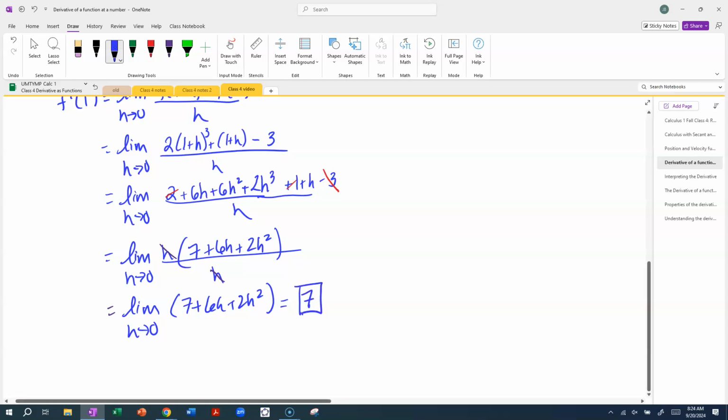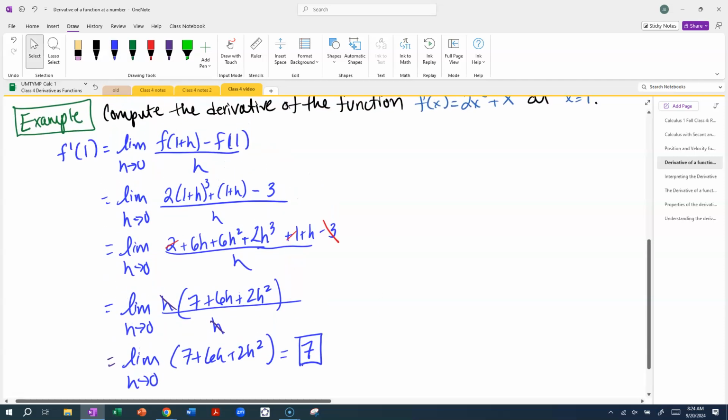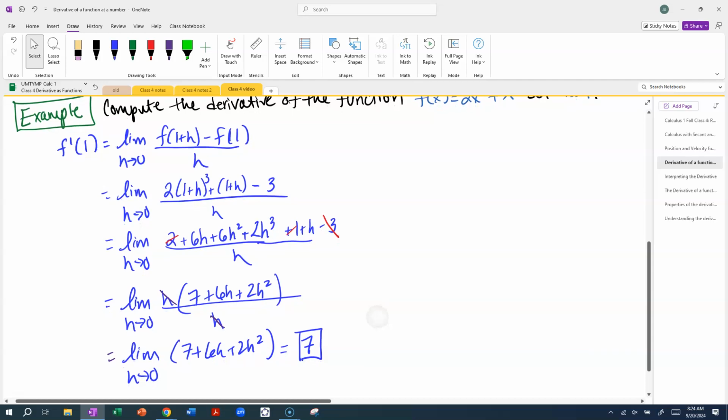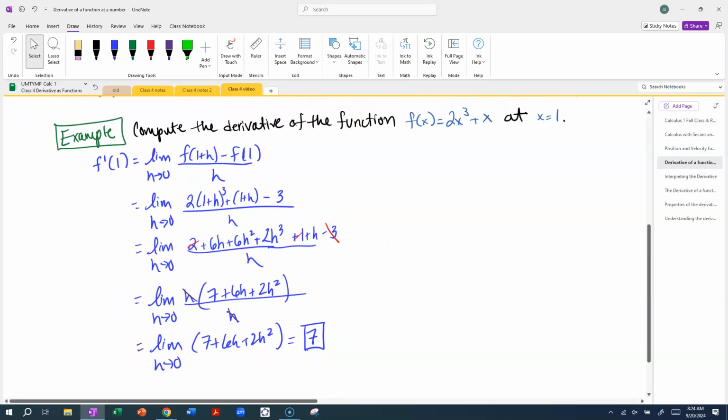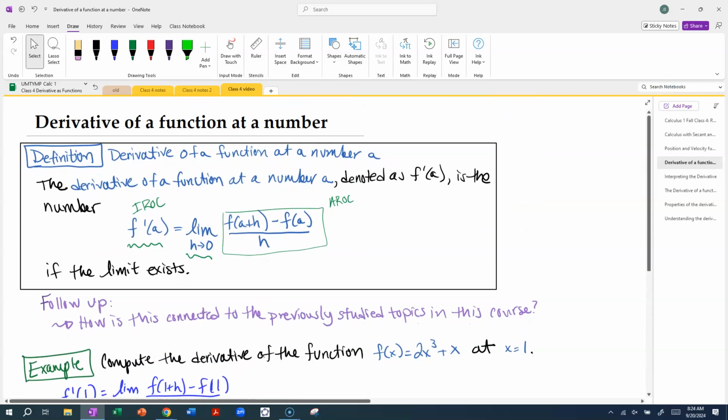Send h to 0. This is a continuous function, so I can just substitute this in, and I will get a whopping 7. What this 7 is telling me is it is the instantaneous rate of change of the function at 1, which is also the slope of the tangent line. So with this, I could perhaps construct a tangent line at 1 for this function. So there you go. We now have an understanding of what the derivative of a function at a number means.